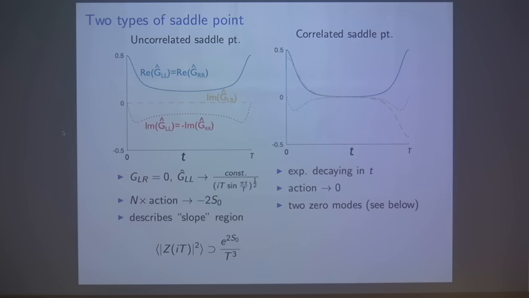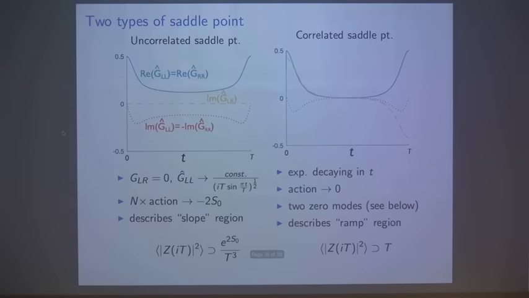The first property is that the action becomes 0 for large t. The second property is that there are two zero modes, which we'll discuss. The combination of these two things together gives us the following contribution of this type of saddle point to the functional integral: something which is order 1 as a function of e to the n, so there's no e to the n dependence, but it's multiplied by t, which is a factor that comes from one of the zero modes.